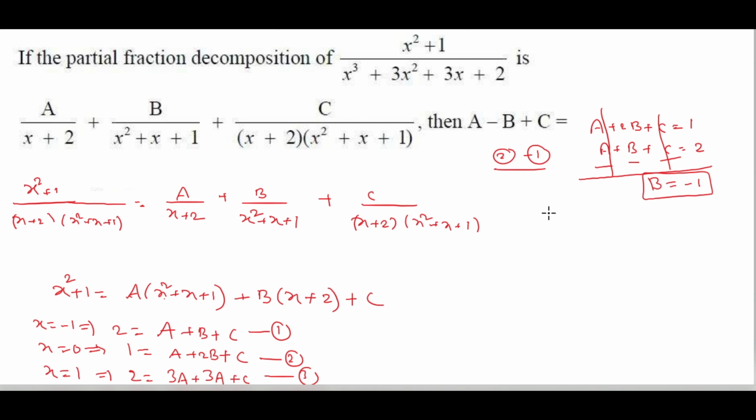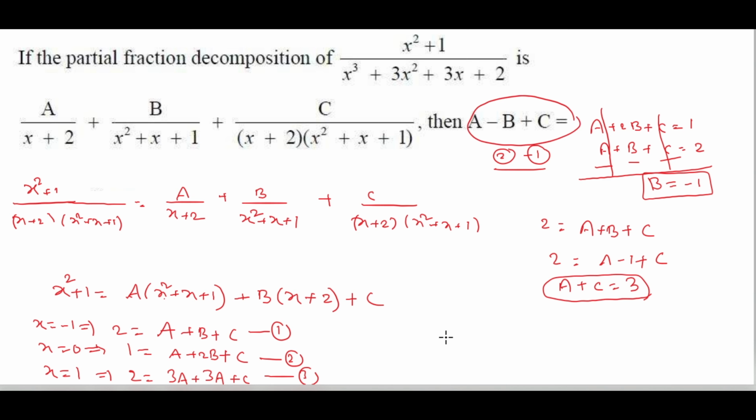Substituting b value in first equation, that is 2 is equal to a plus b plus c. B is equal to minus 1, that is 2 is equal to a minus 1 plus c. Therefore a plus c is equal to 2 plus 1 is 3. Now we find the value of a minus b plus c, that is a plus c minus b. A plus c value is 3 minus of minus b value is minus 1, that is equal to 3 plus 1 is equal to 4. That is the answer.